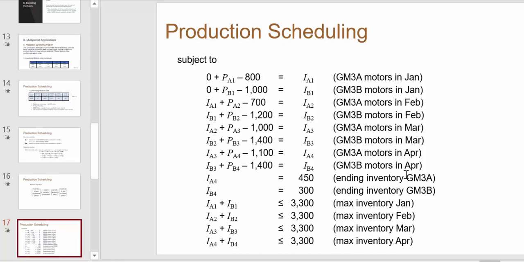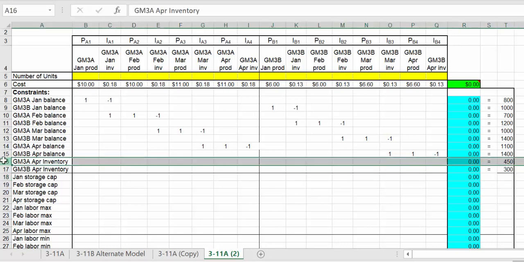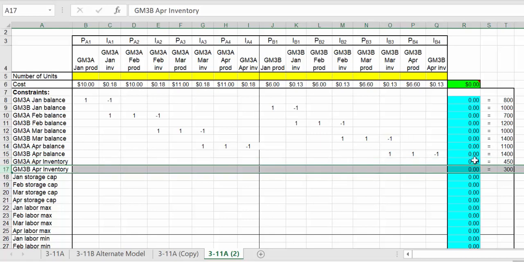Now we do have to have an ending inventory at the end of April, and this is stated in the question. They need to have 450 at the end of April for motor A, and for motor B they need 300. So we'll put in the 450 and the 300. We'll just check. Just click across the row here. So that's 450 for motor A, and motor B is 300.